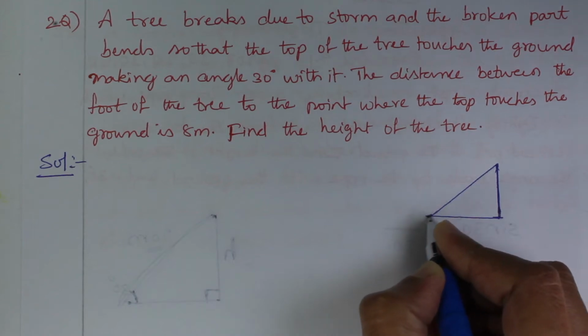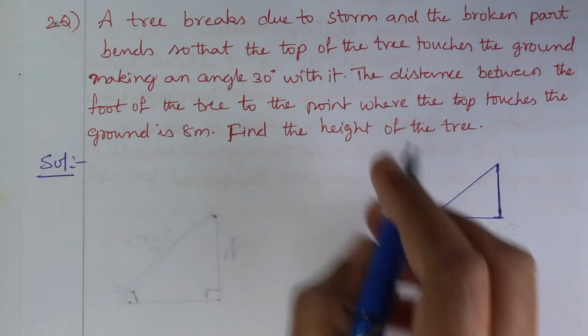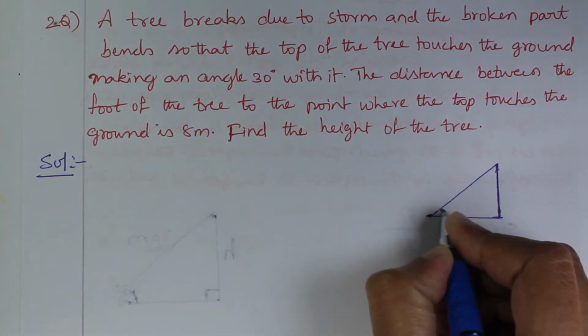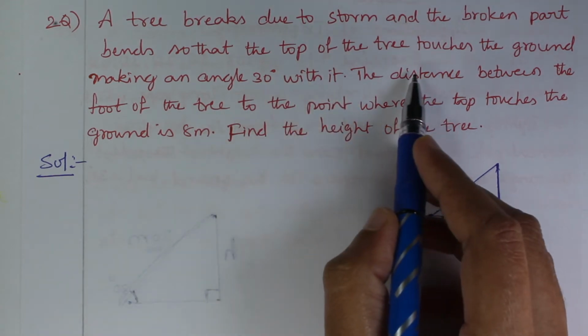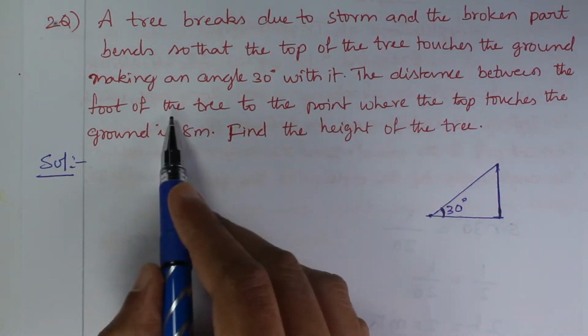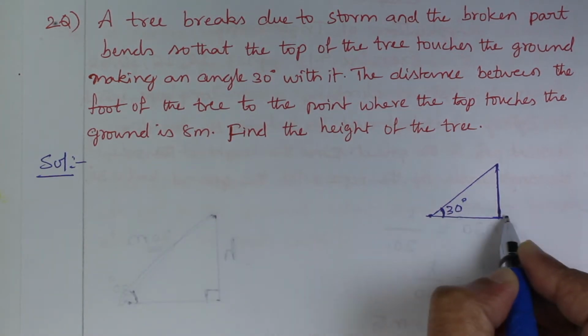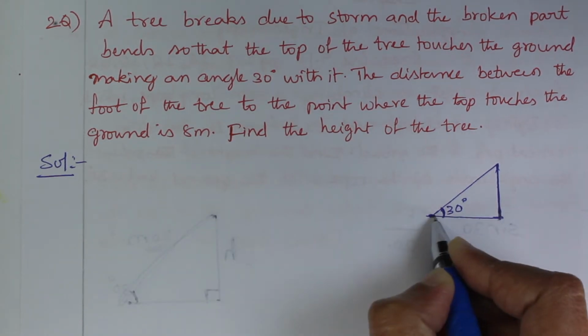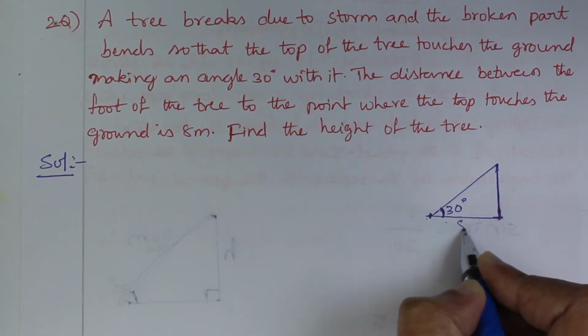It is given that the broken part is making an angle of 30 degrees with the ground. So this angle is 30 degrees. And the distance between the foot of the tree and the point where the top touches the ground is 8 meters. So this distance is 8 meters.